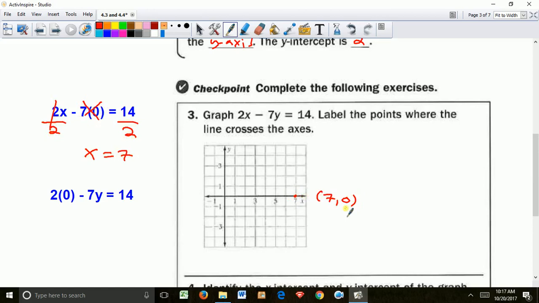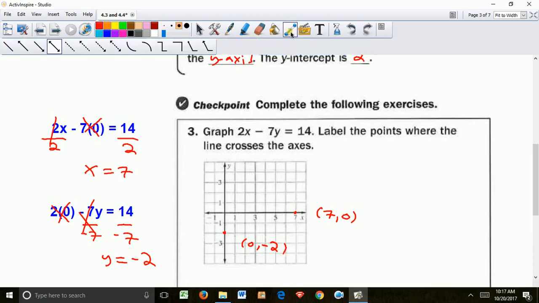To find the y-intercept, set x equals 0 and solve for y. Divide both sides by -7. So the value of y is -2. So now we've got the point (0, -2) on the y-axis. And again, you want to connect the 2 points with a straight line. Again, make sure you've got arrows on both ends. Connect the 2 dots, and you're done.